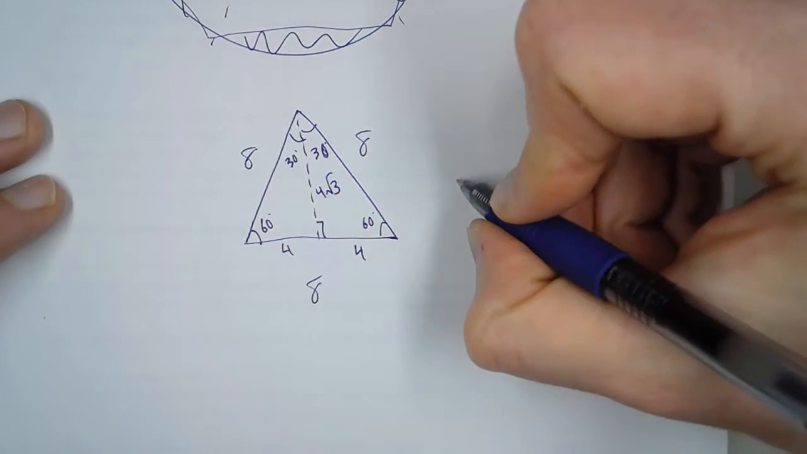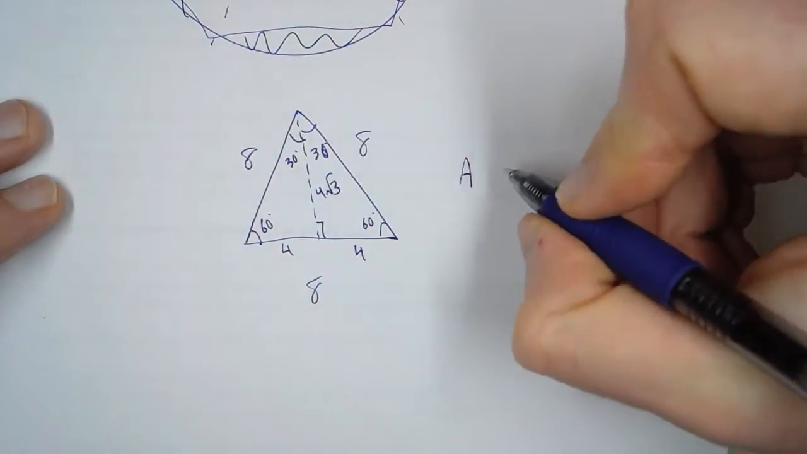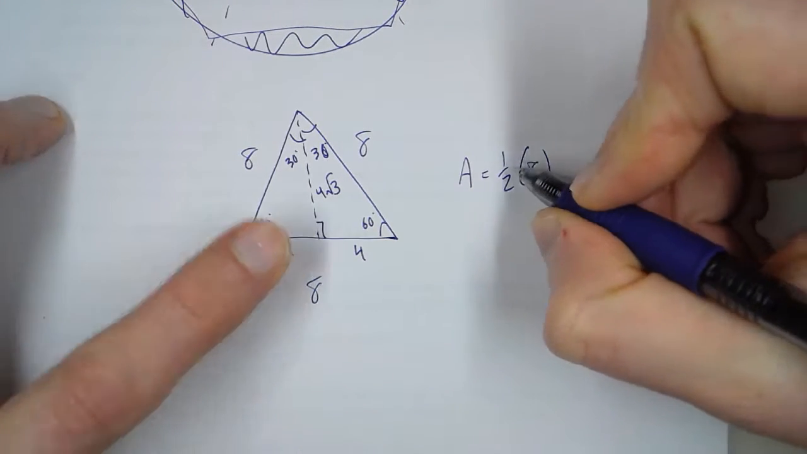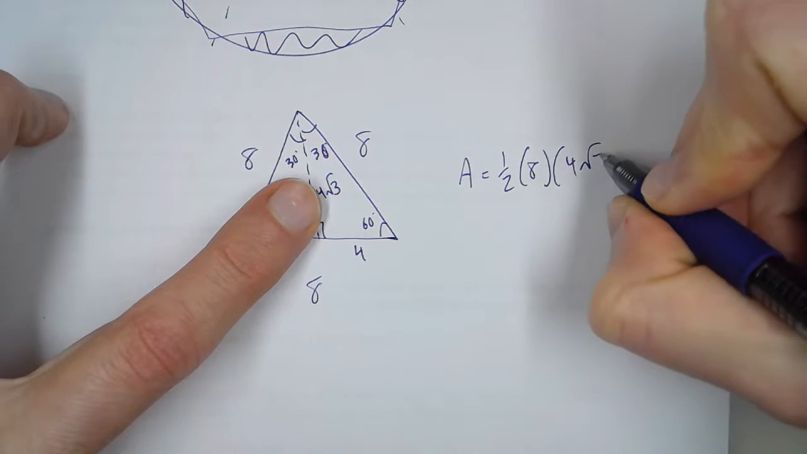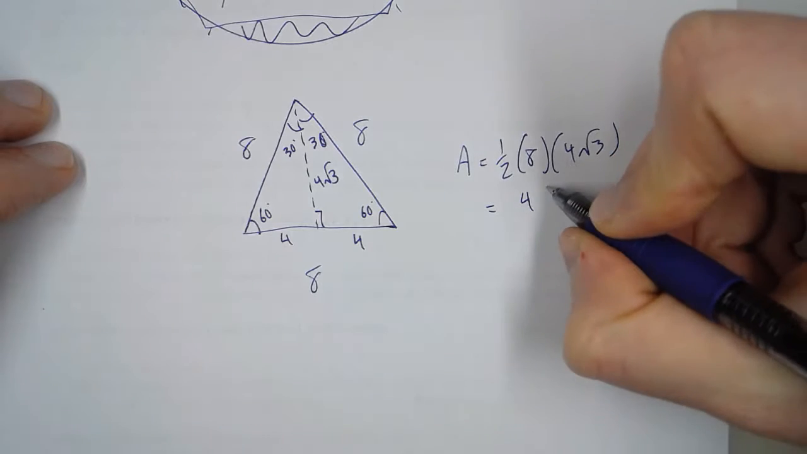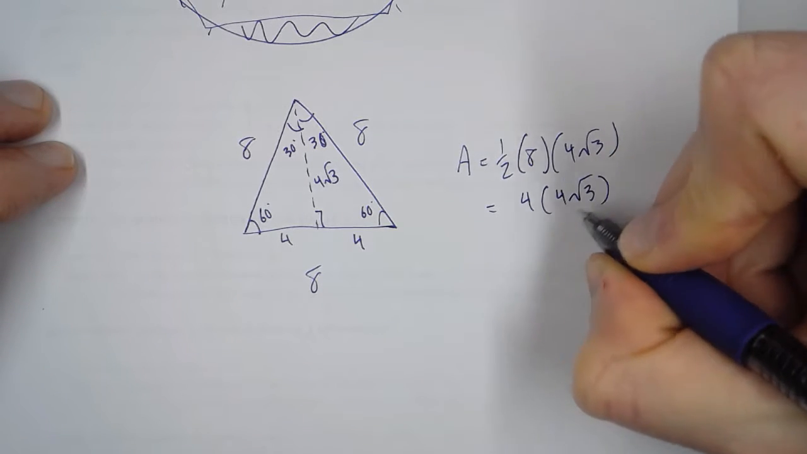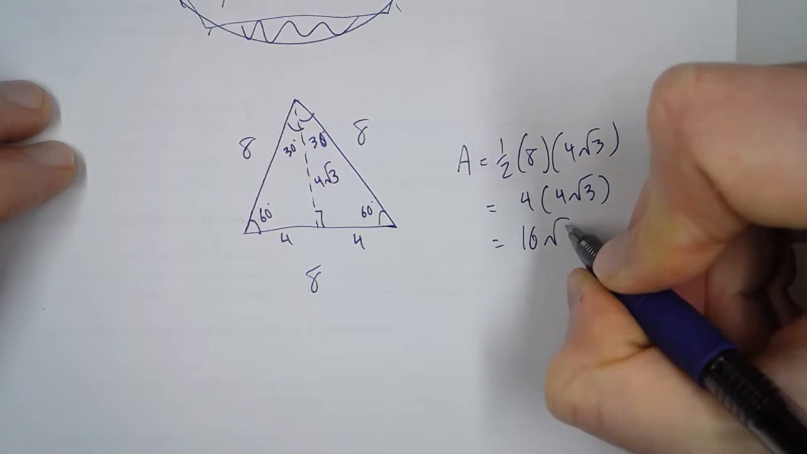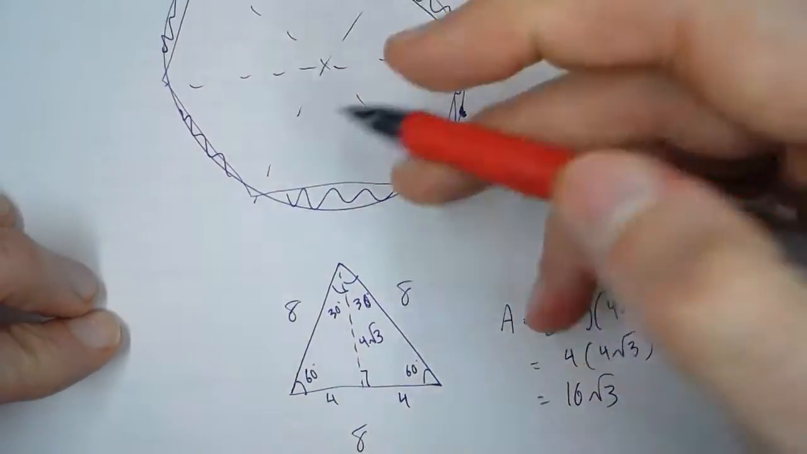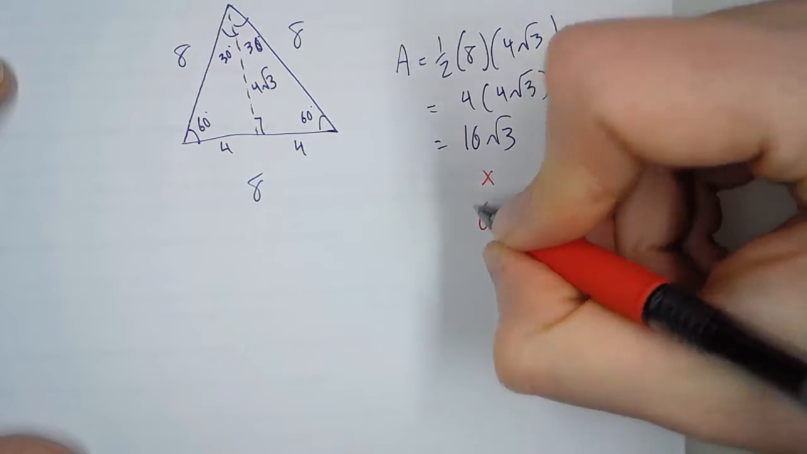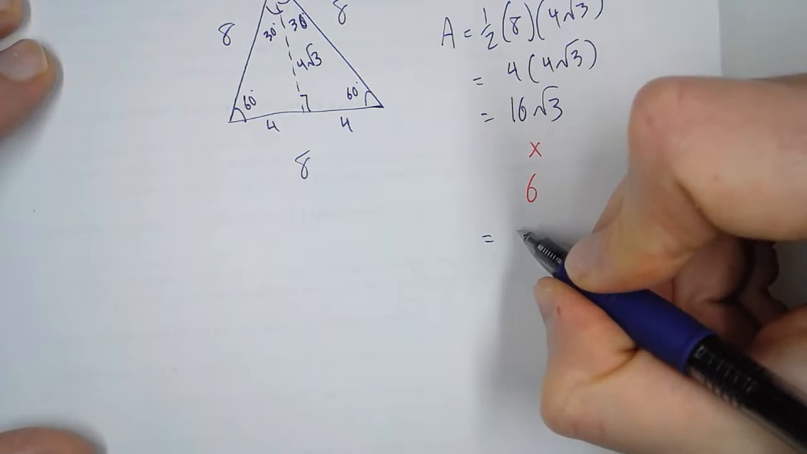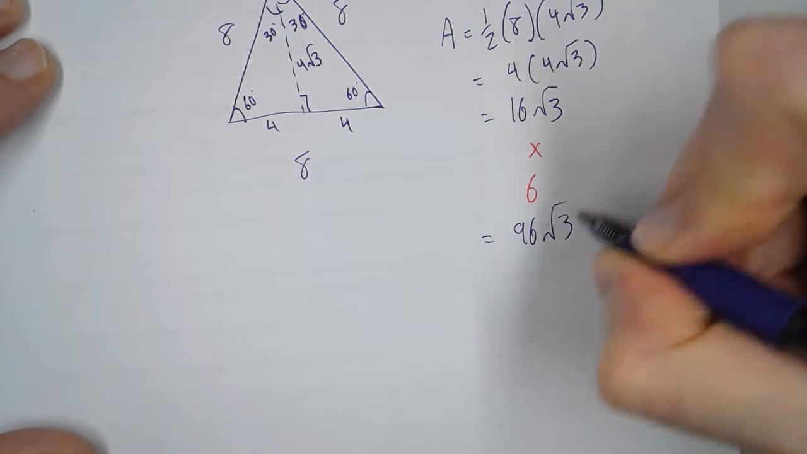So now we can figure out the area of this one triangle. Area is 1/2 the base, which is 8, times the height, which is 4 square root of 3. So 1/2 times 8 is 4, times 4 square root of 3, so 16 square root of 3. Now, you have to remember that there are 6 of these, so we multiply this by 6 to get the area of the entire hexagon. So that is 96 square root of 3.